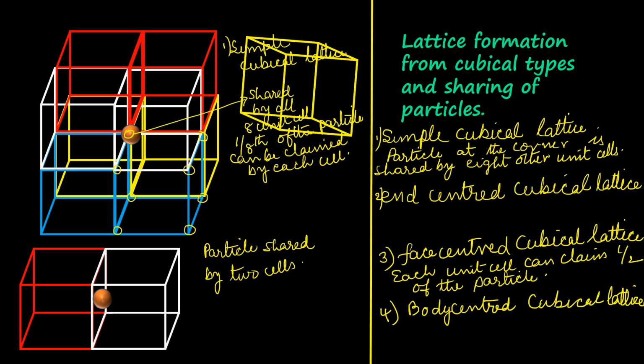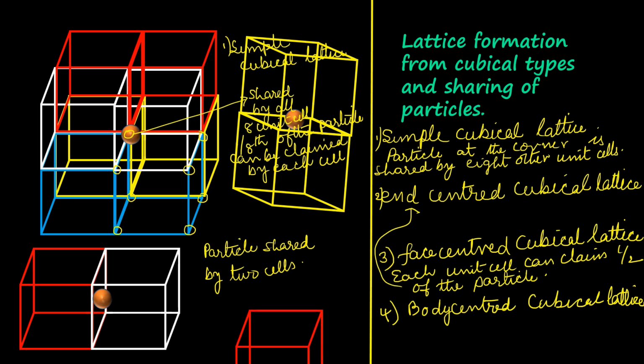Now end-centered cubical lattice. In this case, in addition to the 8 particles in the corners, one additional particle is present in the end face. This is shared by the end face of the next neighboring cell lying below this. That is how I have shown it here. So in this case also, each cell can claim only half of the particle. Let us note it there.